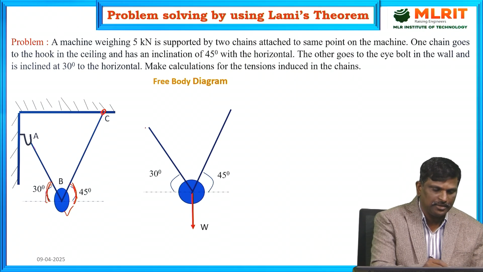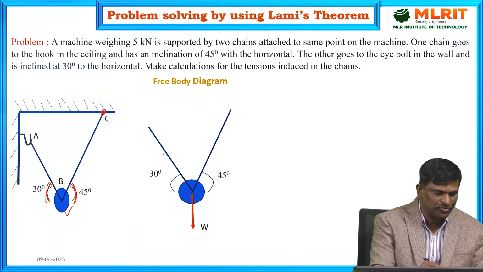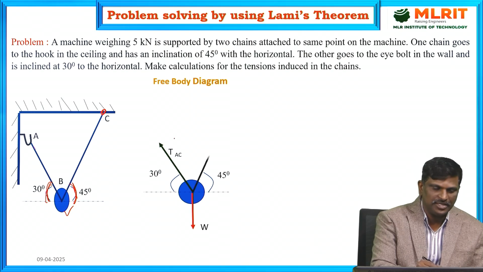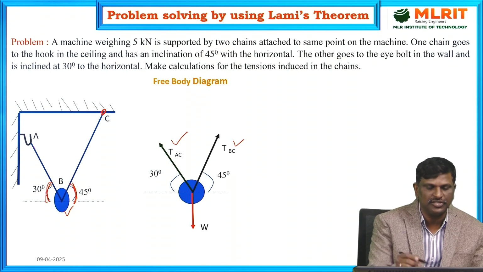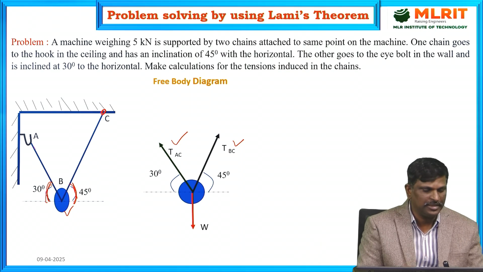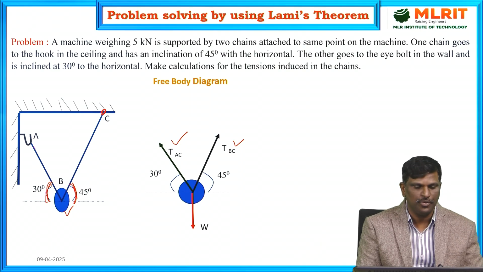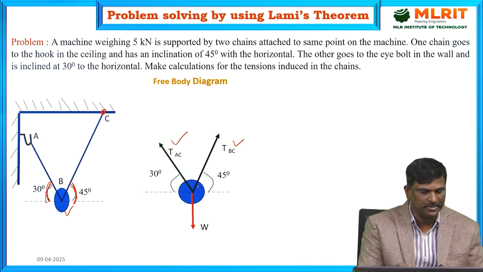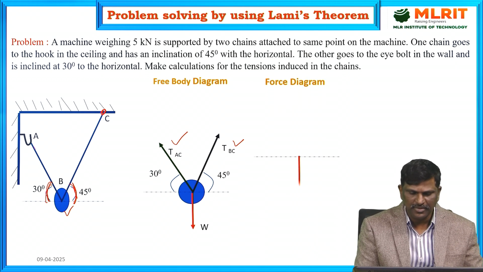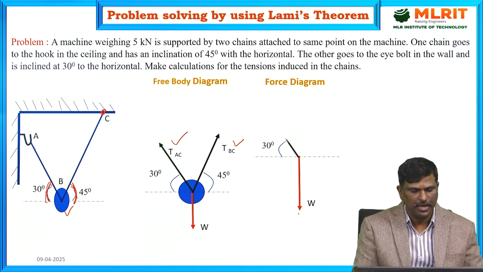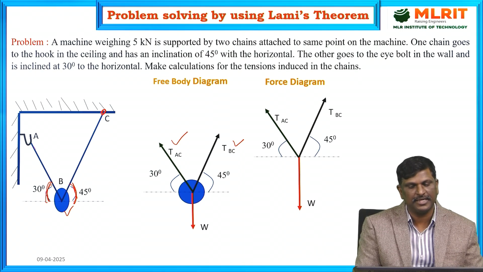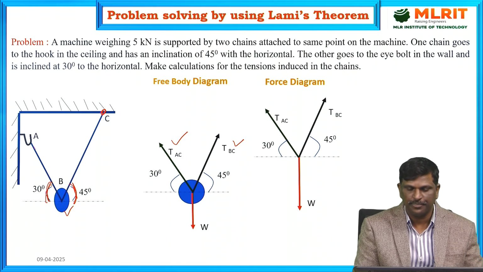When the supports are there, they are exerting upward forces to keep the body in that equilibrium position. That means the tension in the string AB is in upward direction. So, the tension in the string is TAC, the tension in the string is TBC, both are acting in upward direction to keep the body under the equilibrium position. Now, draw the force diagram, remove the body and draw only forces. The force diagram for this case is the weight is acting vertically downwards and TAC is at an angle of 30 degrees to the horizontal and TBC is at an angle of 45 degrees to the horizontal.